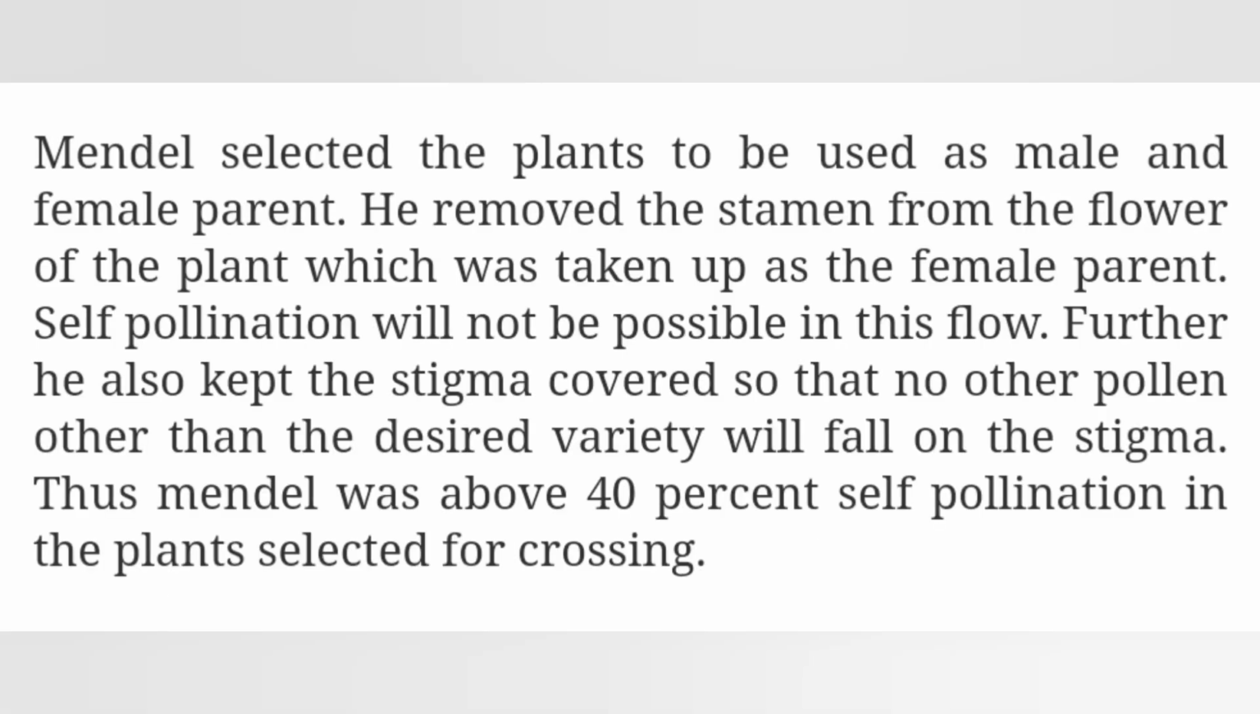Mendel selected the plants to be used as male and female parents. He removed the stamens from the flower of the plant which was taken as the female parent. Self-pollination will not be possible in this flower. Further, he also kept the stigma covered so that no pollen other than the desired variety would fall on the stigma. Thus Mendel avoided self-pollination in the plants selected for crossing.